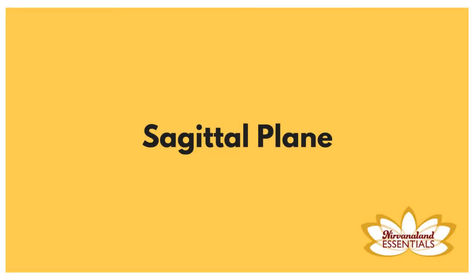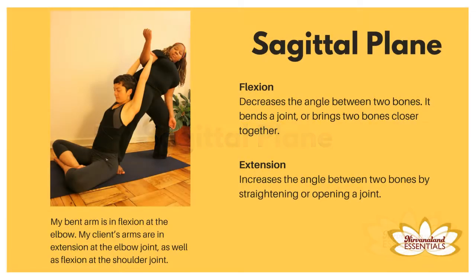Movements in the sagittal plane include flexion, extension, hyperextension, dorsiflexion, and plantar flexion. Flexion is when you decrease the angle between two bones. It bends the joint or brings two bones closer together. Extension is the opposite. It increases the angle between two bones by straightening or opening the joint. So in this picture, my bent arm is an example of flexion at the elbow. My client's arms are an example of extension at the elbow, but also flexion at the shoulder joint.